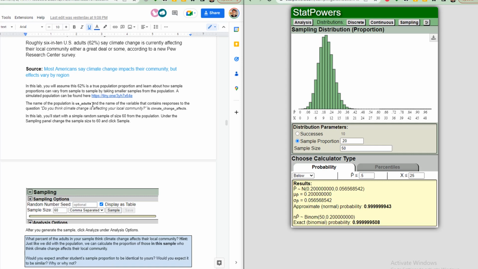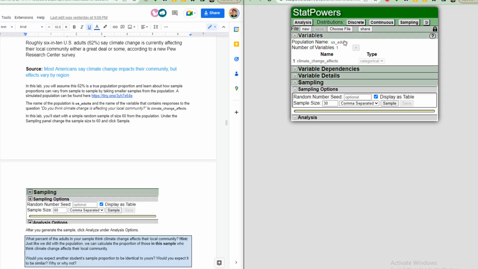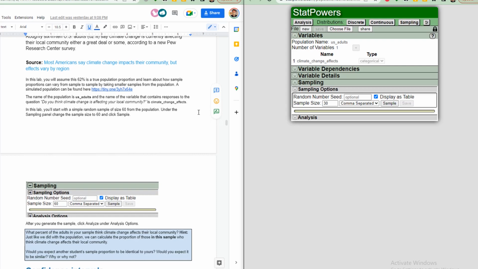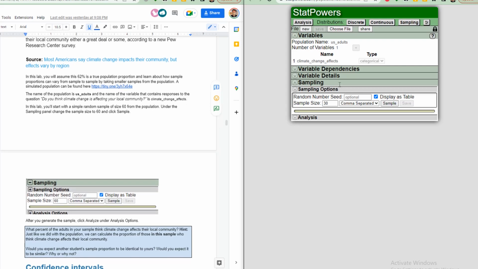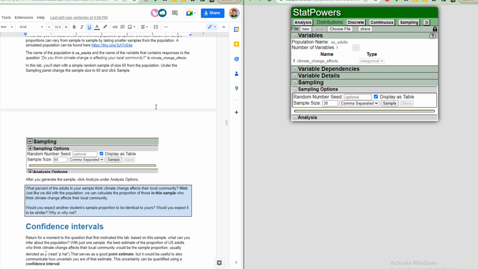Okay, so we're going to use a population that's already been built. I'm going to just pull that up. This is a simulated population, and it's similar to the last one. It's just a single categorical question: does climate change affect your community? And they're going to say yes or no. We're going to create a sample of size 60.